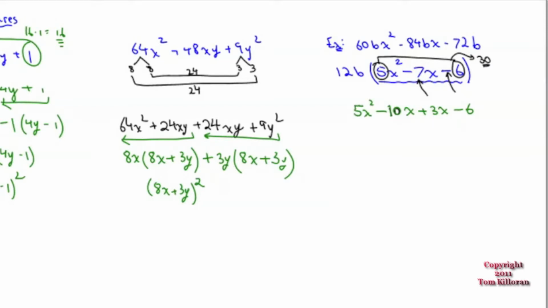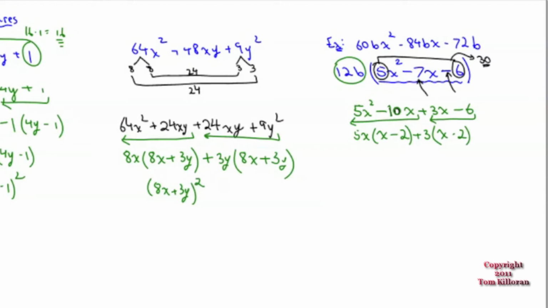Do I have to put that 12b up front? Technically, yes, but I don't want to get it in my way. So what you have to do is you have to remember to bring this piece down into your answer when you're done. It's just going to fall right down in front of it. So GCF of the first two, 5x. Left behind, of course, is x minus 2. GCF of the second two? 3. Plus 3. And left behind? X minus 2.